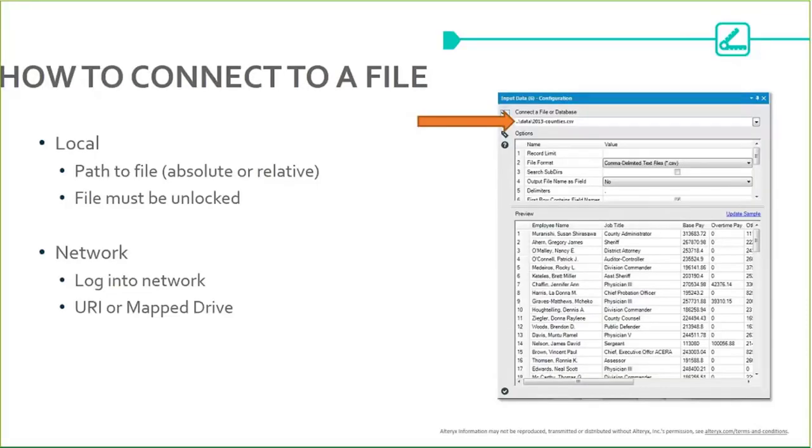Now, connecting to a file. There are two main ways to connect to a file. You can connect locally, or you can connect to a network path, okay? Locally, the file path can be absolute or relative, and the file must be unlocked. That means if I am trying to connect to an Excel file and read it in, but I also have it open somewhere else on my computer and looking at the data itself, it's not going to work.